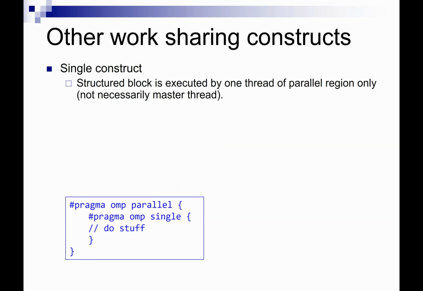Now sometimes you're in a parallel section, but you don't want all the threads to do an operation. You just want one thread to do an operation. For example, if you're writing a file, maybe you don't need all the threads to write the file multiple times. You just want one thread to do it. So to do that, you can use this single construct. Just write pragma omp single, and then whatever stuff is in here is only going to be done by one thread. And that's not necessarily the master thread.